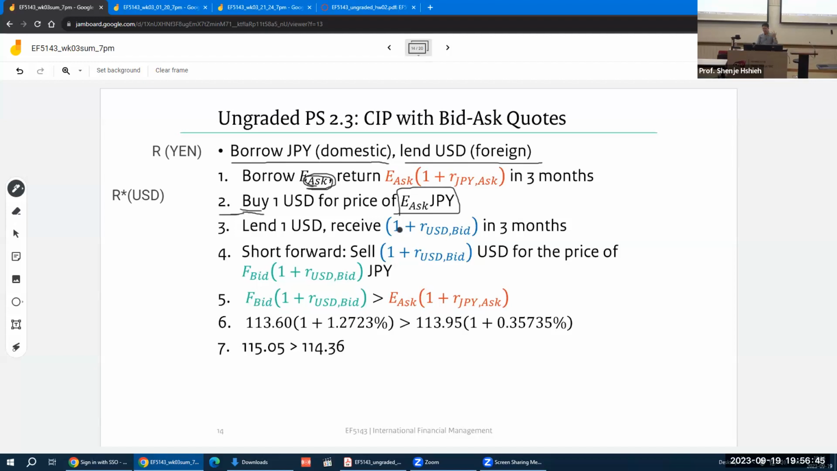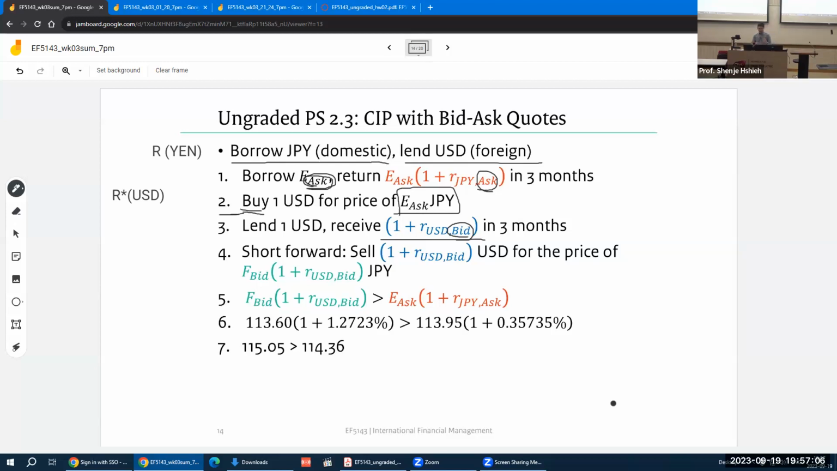And the next step is to loan it, to lend it out so that we receive 1 plus R USD. Because it's a liability, we're going to pay at the higher interest rate. And our loan is going to be a return at the lower rate. So it's going to be a bid. So far, so good, right?